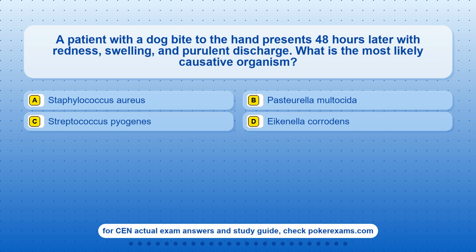Question 16. A patient with a dog bite to the hand presents 48 hours later with redness, swelling, and purulent discharge. What is the most likely causative organism? Option A. Staphylococcus aureus. Option B. Pasteurella multocida. Option C. Streptococcus pyogenes. Option D. Eikenella corrodens.